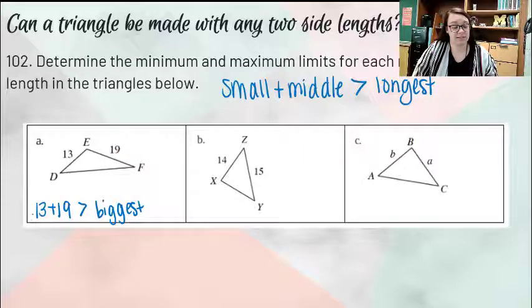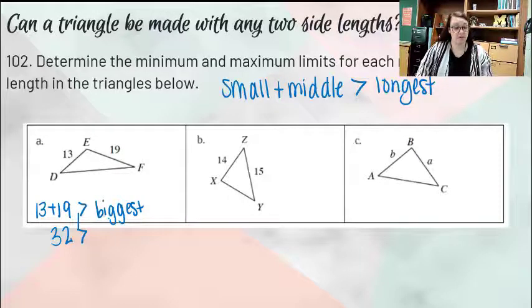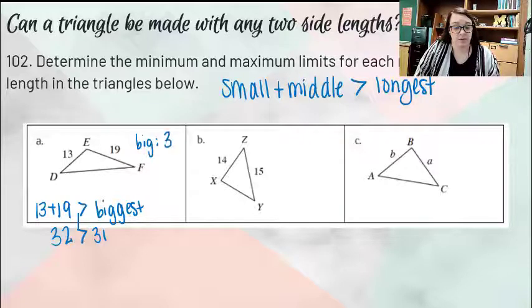Well, 3 plus 19 is 32. So 32 has to be bigger than our side. That means it'd have to be 31. So the biggest side is 31.